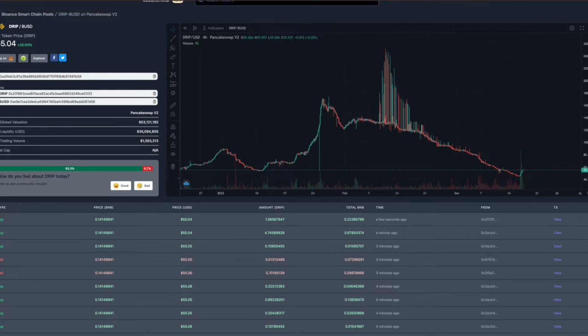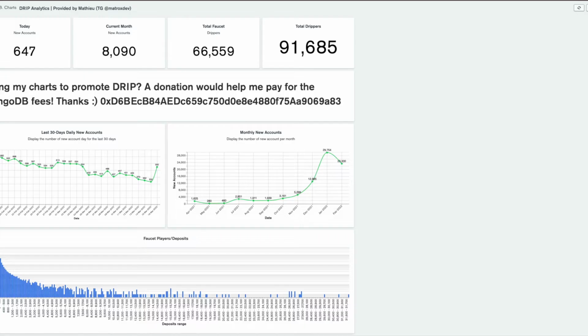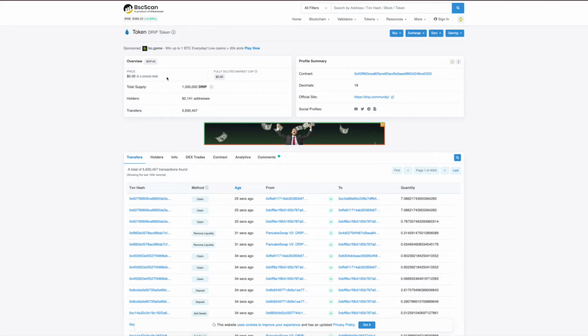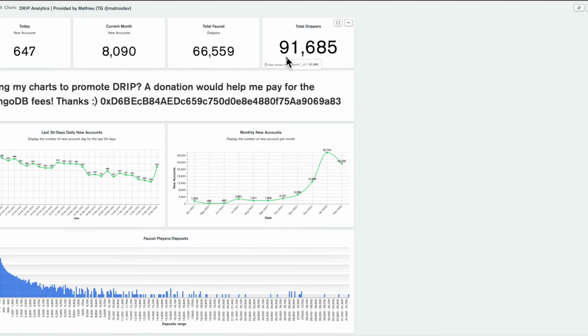And the chart is going crazy. The community is huge. The extension of Drip, the Animal Farm, has probably 50,000-60,000 members in the Telegram group. If we look at the figures for Drip here, when I did my first initial video on Drip, the number of holders was 12,000, and that was 4 months ago. Now we're at 82,000 holders of the Drip network. We've now got almost 91,000 drippers and 66,000 wallets connected to the faucet.